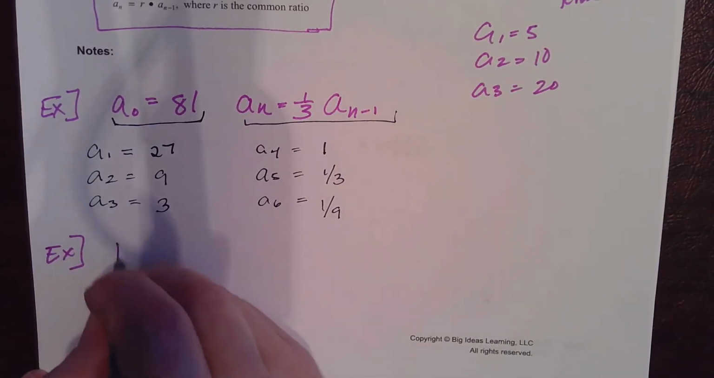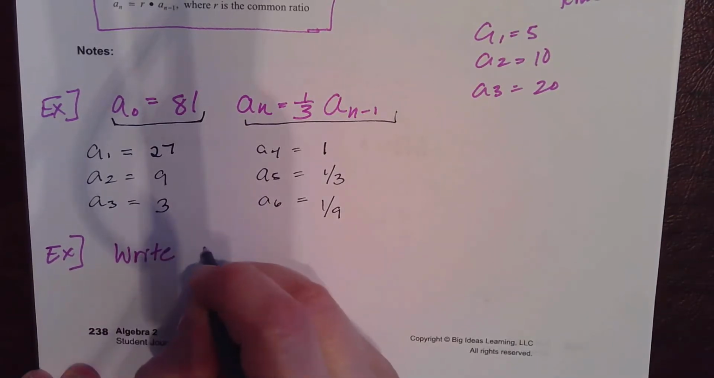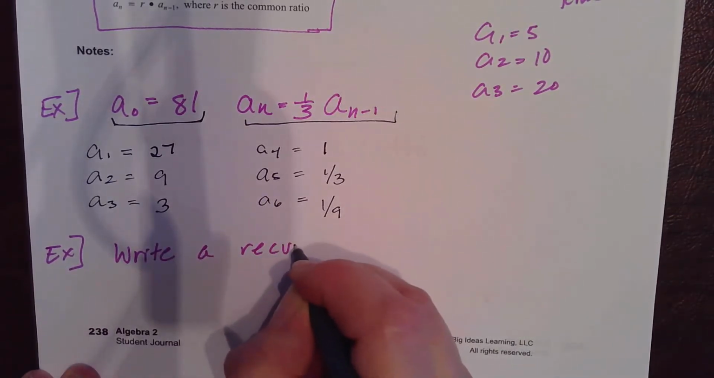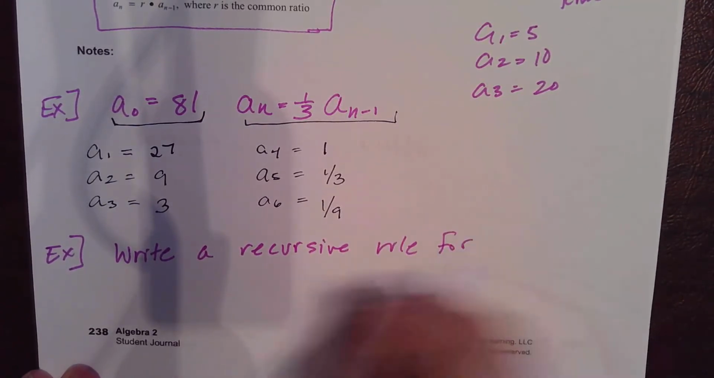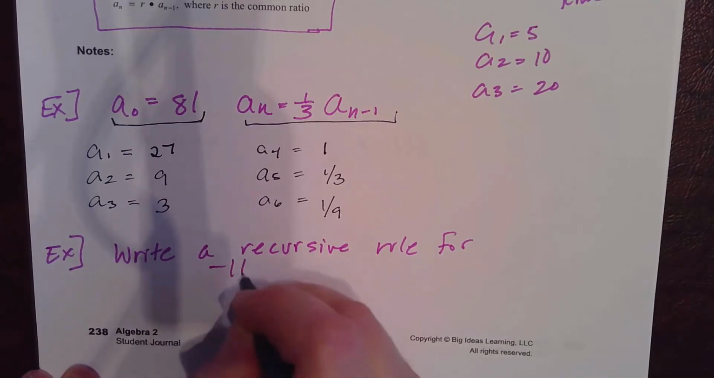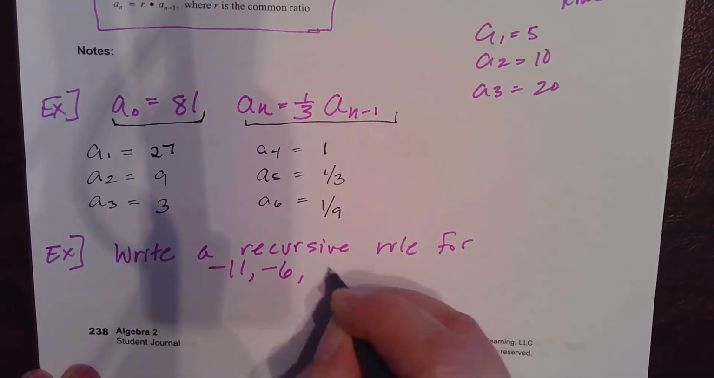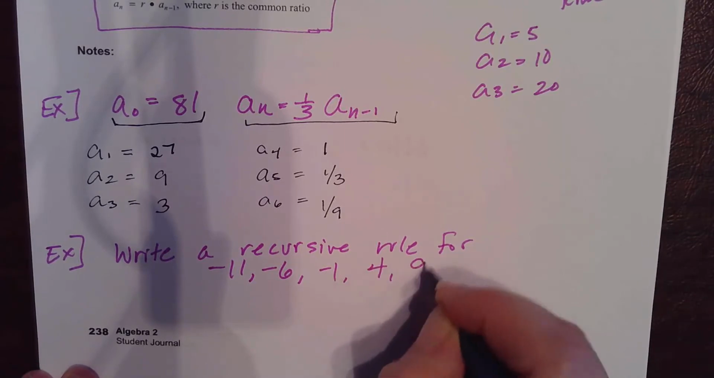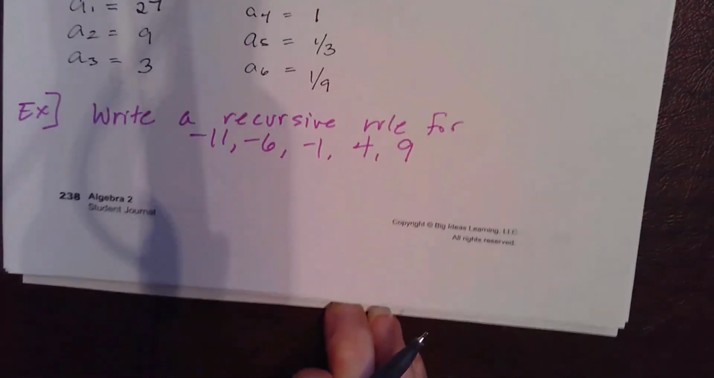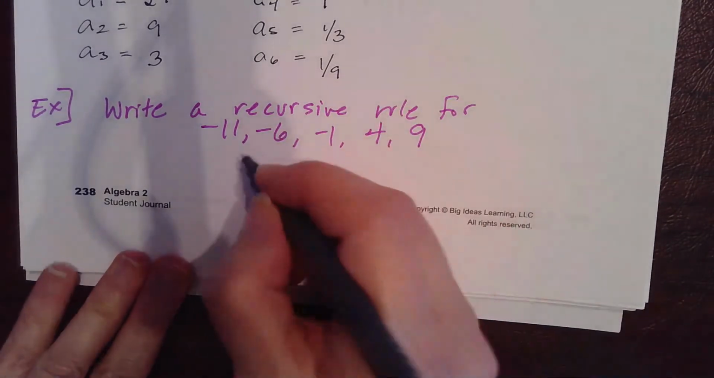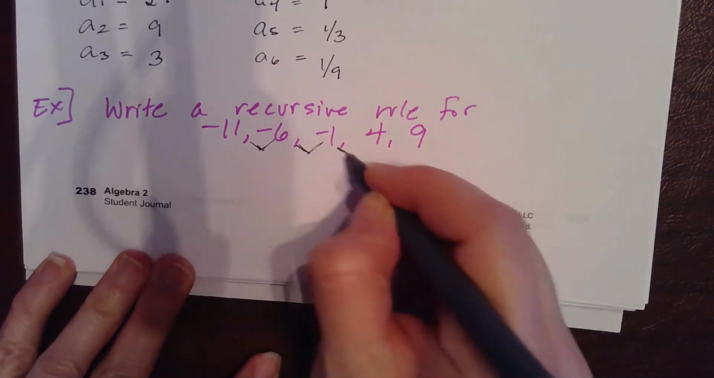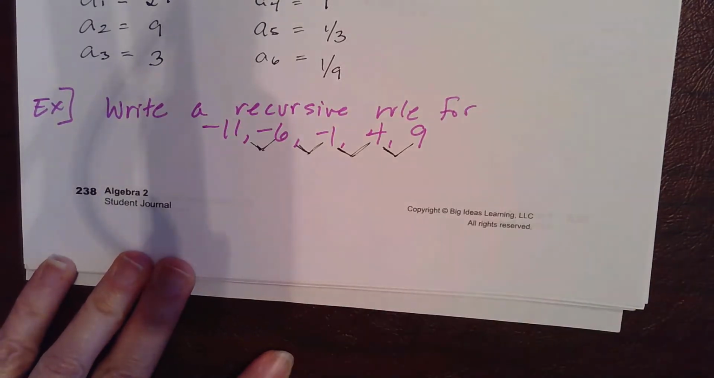Another example would be where I have you write a recursive rule. This is what the directions would say: write a recursive rule for, and then I'll give you a pattern: -11, -6, -1, 4, 9. In this case, I'm not telling you whether it's geometric or arithmetic. It generally is one of the two, though obviously it could be neither. You want to figure out what you're doing to get from one term to the next. That's your first step.